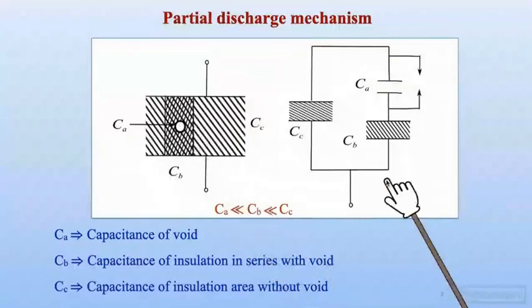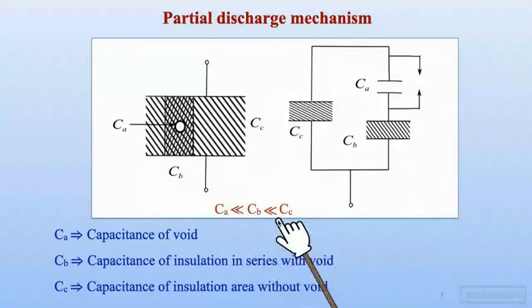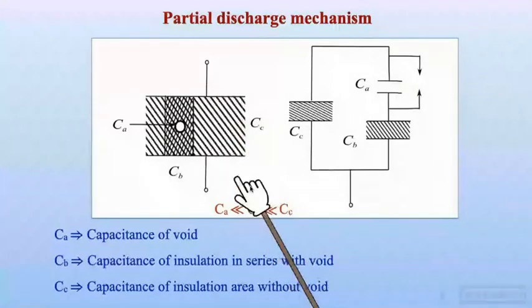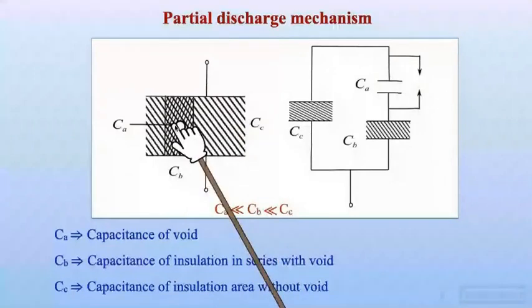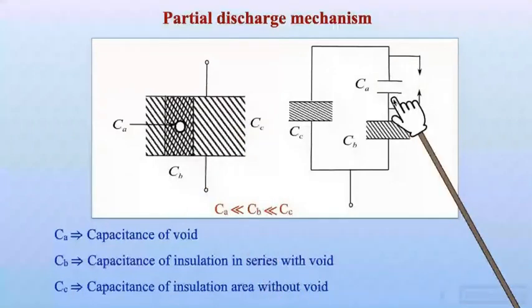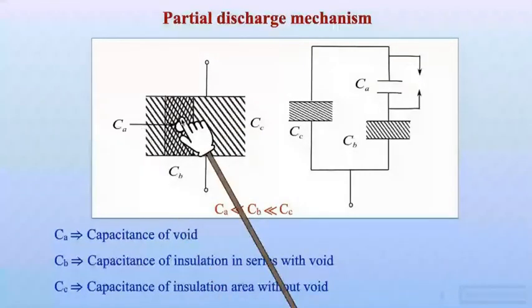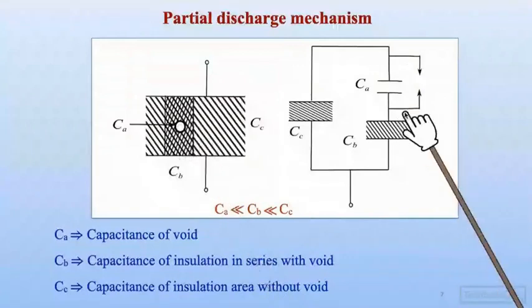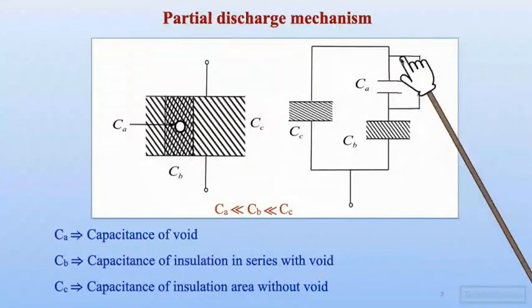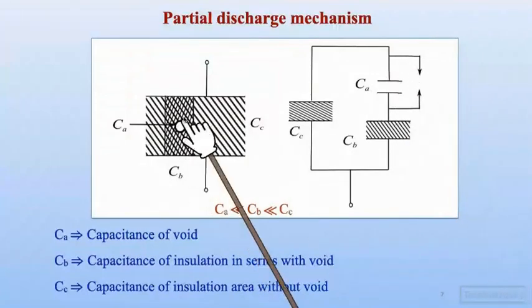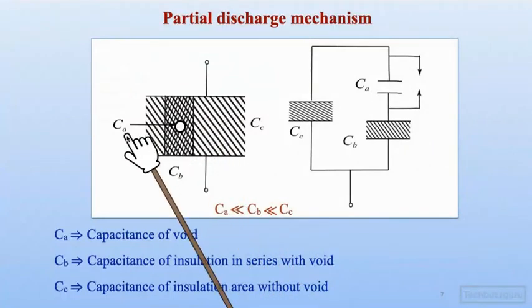So an equivalent circuit can be drawn based on this particular mechanism. Naturally, when high voltage is applied, the conduction will first take place across capacitor Ca. There will be a charging current flowing through this void, and it will get charged and develop voltage across it. As voltage is applied, this will conduct, so current flows through this capacitor Ca.